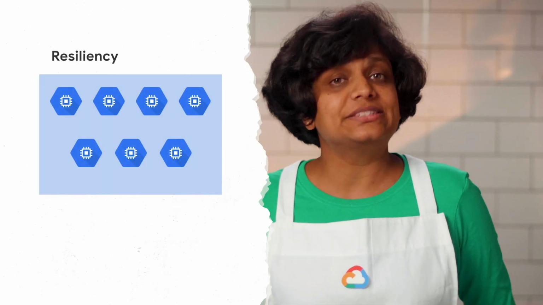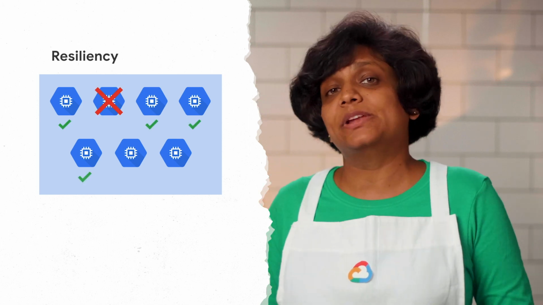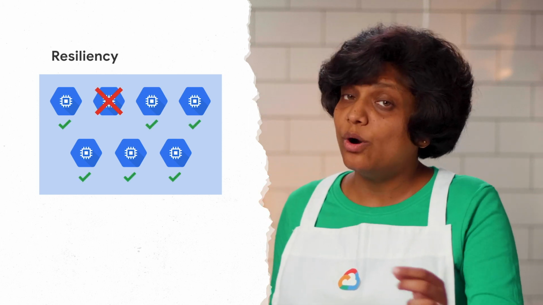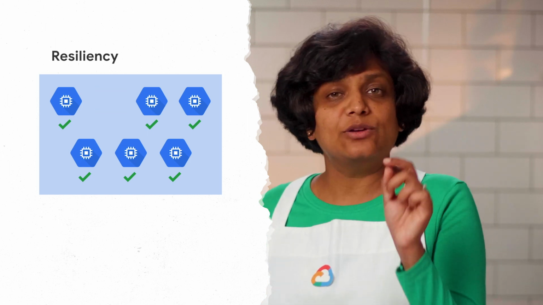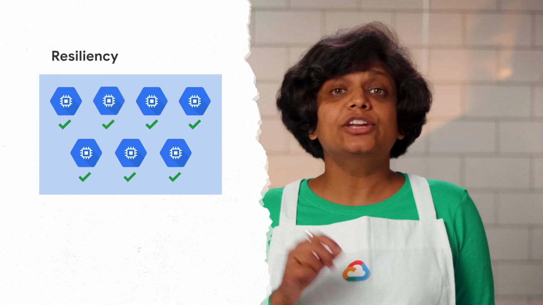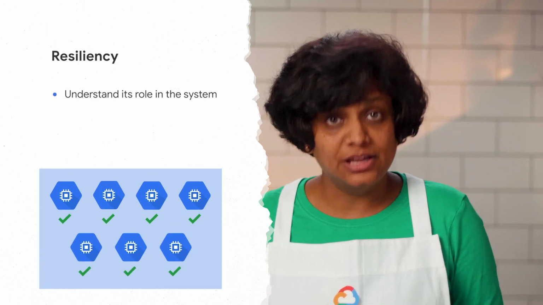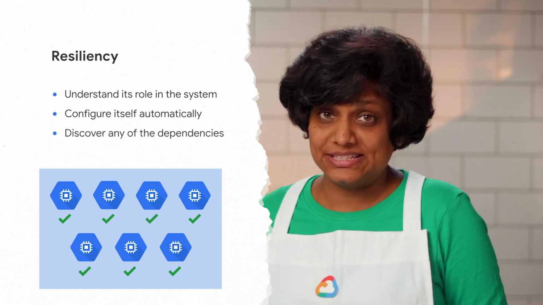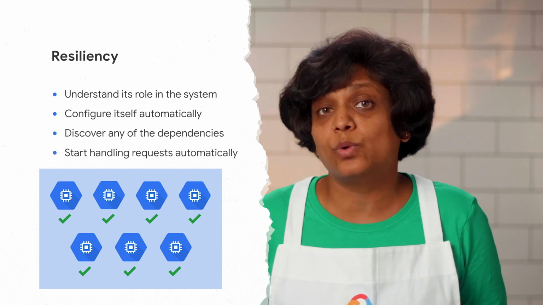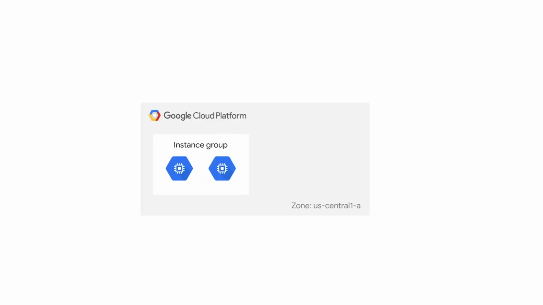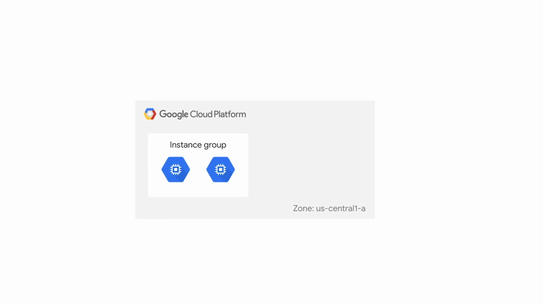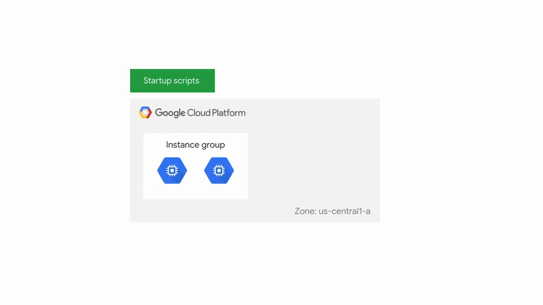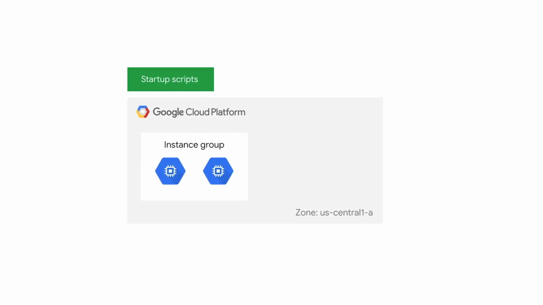Now, our architecture needs to automatically replace instances that have failed or have become unavailable. And when the new instance comes online, it should understand its role in the system, it should configure itself automatically, and should discover any of the dependencies, and it should start handling requests automatically. To replace a failed instance automatically, we can use several Compute Engine components together. You could create instance templates that use a public image and a startup script to prepare the instance after it starts running.